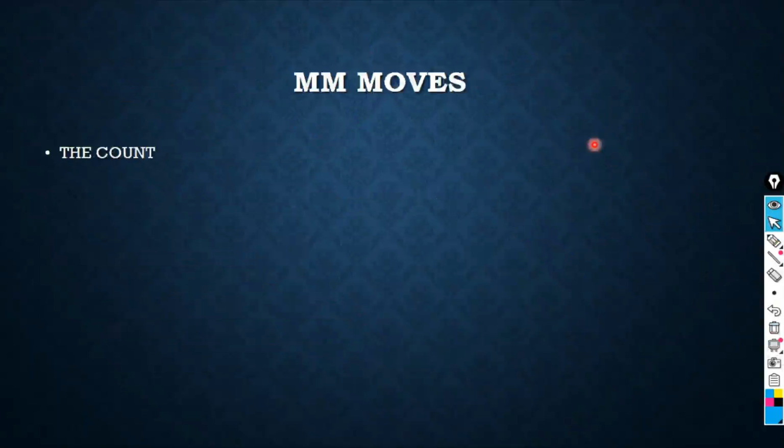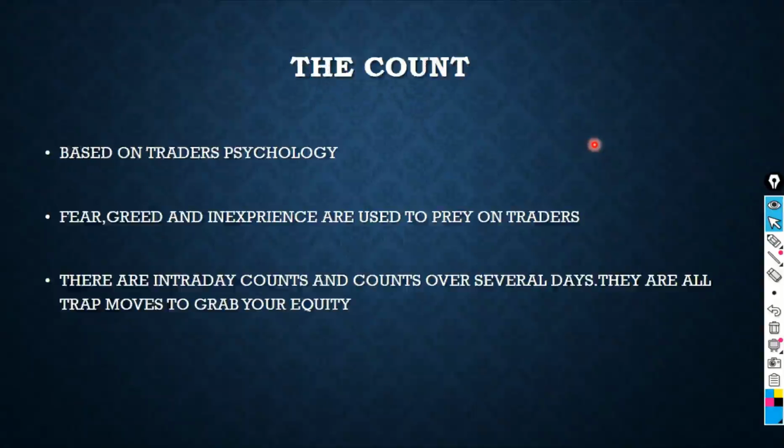Okay, so we now have the market maker moves where we have the count. I told you if you can count from 1 to 3, you are able and eligible to make money. So these are based on trader psychology, where I told you anyone who sees anything 3 times will believe it. They are based upon fear, greed, and inexperience of traders. So the market maker will use these things to make sure it kills you.